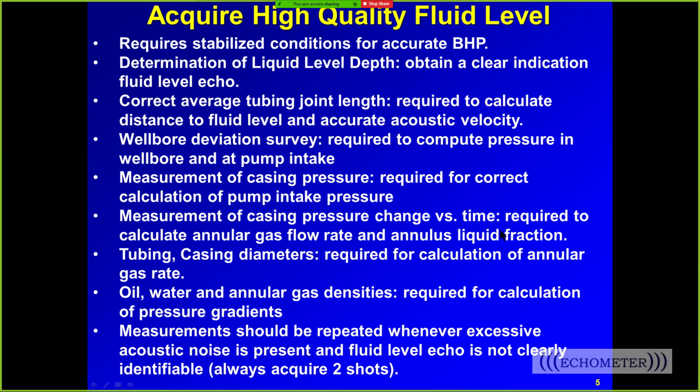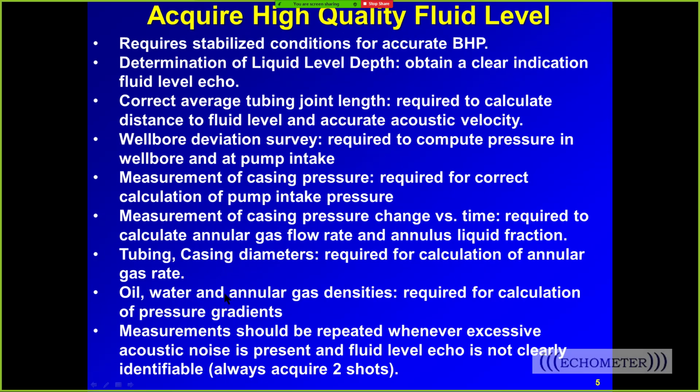And we want to measure the pressure buildup, and that gives us a gas flow rate up the casing, and that allows us to calculate the percent liquid or the gradient of the gas in the well, gassy fluid in the well below liquid level. So that's important. And then we need the tubing and casing size to calculate the gas flow rate up the casing or up the tubing, weight per foot.